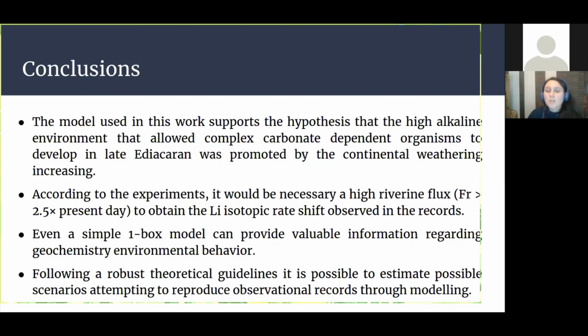And it's not so easy to find works on this period, the late Ediacaran, or anything older than that. It's not easy to find modeling applied to these records. So it's nice that we can do it, and we can at least narrow down a little bit the probabilities that we have about the environmental change. And of course, to do it, we need to follow robust theoretical guidelines. But if you do so, it is possible to estimate possible scenarios attempting to reproduce observational records through modeling.